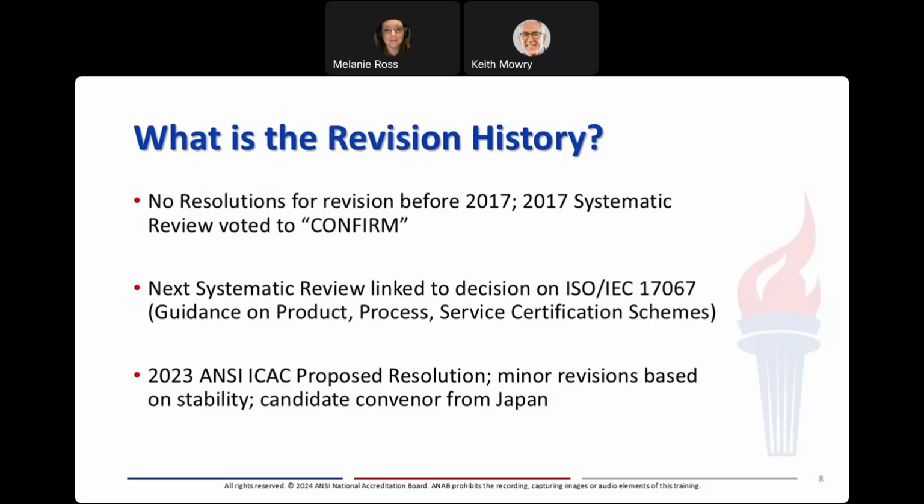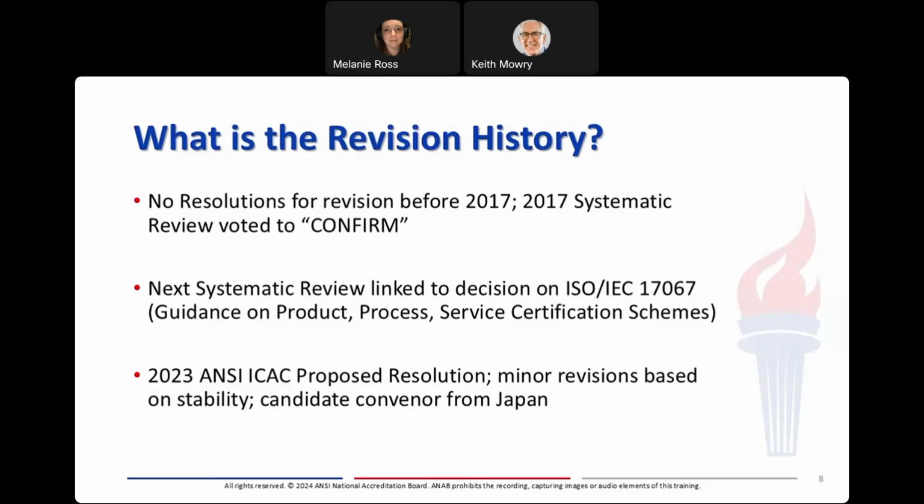But before that systematic review happened, the ANSI International Conformity Assessment Committee, the ICAC, and this is the U.S. member body to ISO CASCO, ANSI proposed a resolution for 17065, and the resolution was to make only minor revisions. ANSI proposed that the stability and effectiveness of 17065 meant that we didn't need to make a big set of revisions, but some minor revisions were needed. And we even included a candidate for the convener of the working group that would be formed if this proposal was accepted. Well, that proposal was turned down by ISO CASCO.